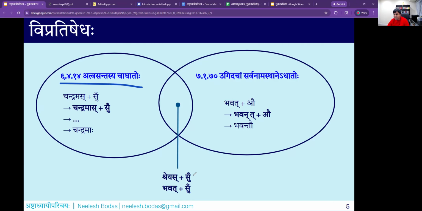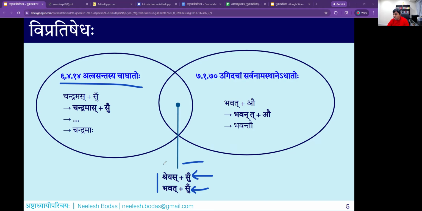cases like Shreyas plus Su, which was the first word that we discussed yesterday, and Bhavat plus Su, which was ironically the second word that we discussed yesterday. Not ironically, I purposely ordered those words that way. But in Shreyas plus Su and Bhavat plus Su, because there is a Su pratyaya and this Atu or Asa, Atvasantasya cha dhatoho is applicable. And because both Shreyas and Bhavat are Ugit words, therefore Ugidacham Sarvanamasthane Adhatoho is also applicable.